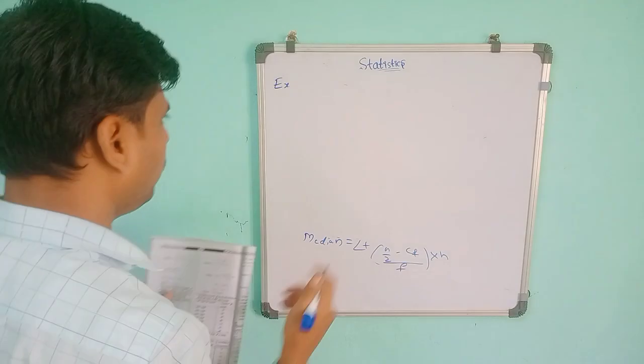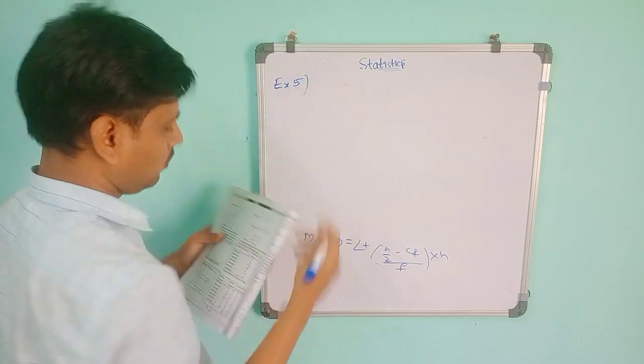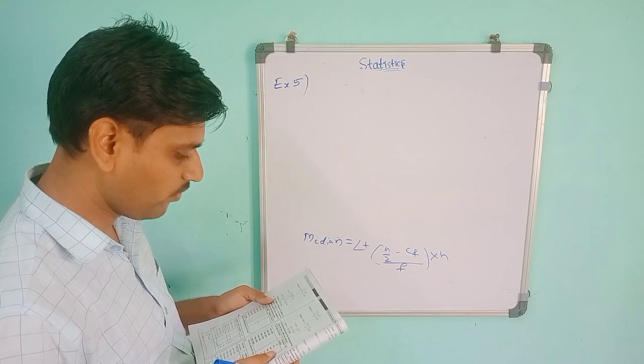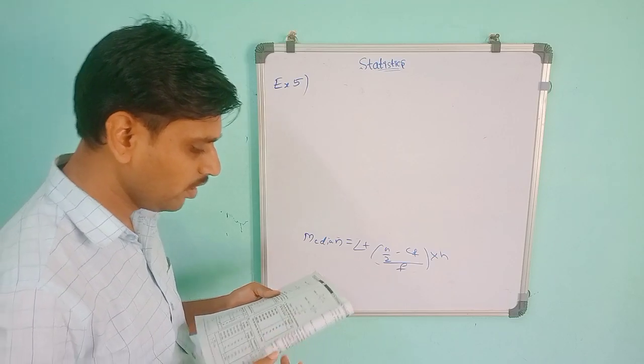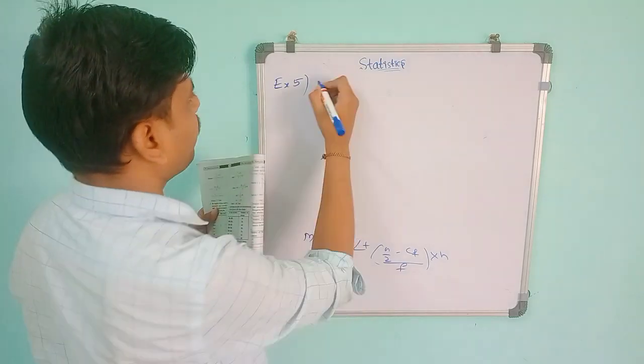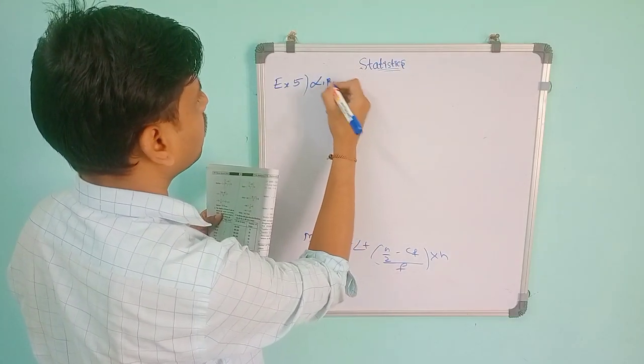So next one, fifth one. They have given the following table, which gives the distribution of lifetime of 400 neon lamps. So it is the lifetime of the 400 neon lamps, lifetime in hours.